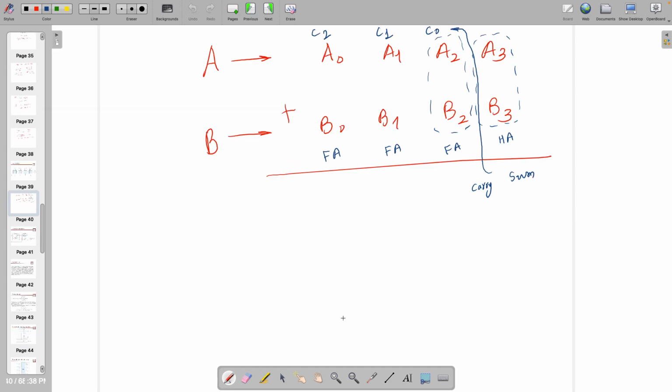Here we can't consider the A3 and B3 as a full adder, because if we have to consider, then we have to take carry from somewhere else, right? Yes. So if you assume there is some carry, then it's full adder.